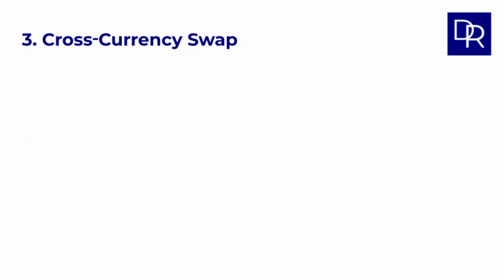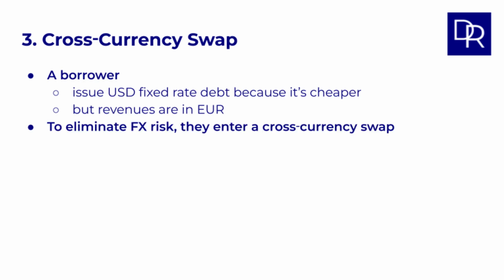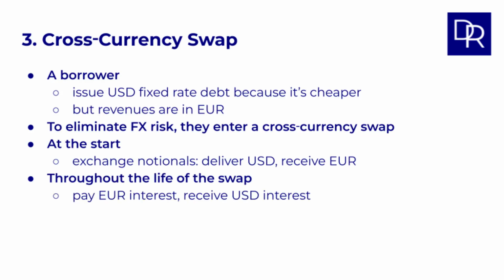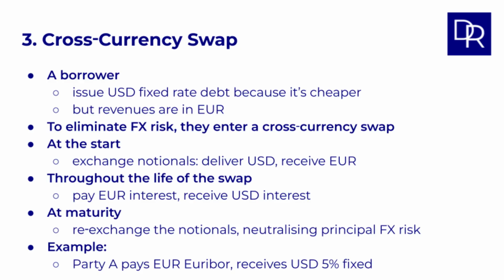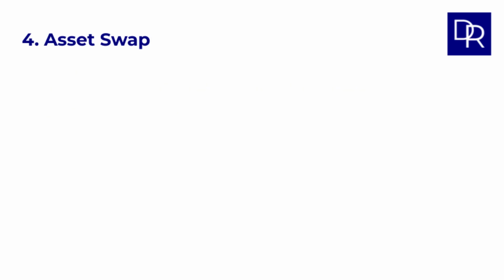Number 3, cross currency swap. A borrower might issue fixed rate dollar debt because it's cheaper, but their revenues are in euros. To eliminate FX risk, they enter a cross currency swap. At the start, they exchange notionals, deliver US dollars, and receive euros. Throughout the life of the swap, they pay euro interest and receive dollar interest. And at maturity, they re-exchange the notionals, neutralizing principal FX risk. An example: party A pays Euribor and receives 5% fixed in dollars, with euro and dollar notional exchanges at the start and at maturity.